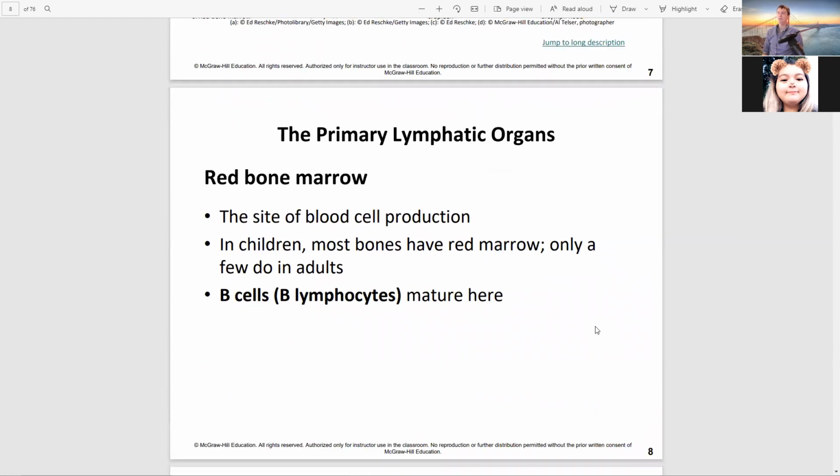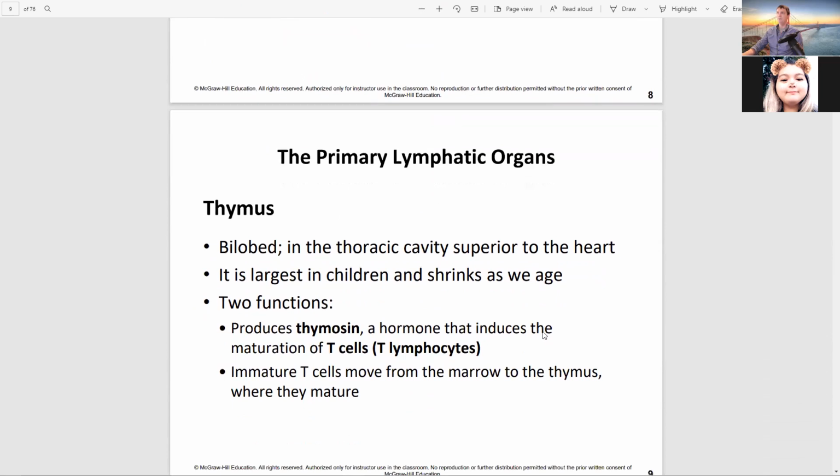So red bone marrow is the site of blood cell production. In children, most bones have red marrow, only a few do in adults. And this is where B cells or B lymphocytes mature. So the thymus is bilobed. It's in the thoracic cavity superior to the heart or above the heart. It is largest in children and shrinks as we age. And there's two functions. This produces thymosin, a hormone that induces the maturation of T cells or T lymphocytes. And immature T cells move from the marrow to the thymus where they mature.